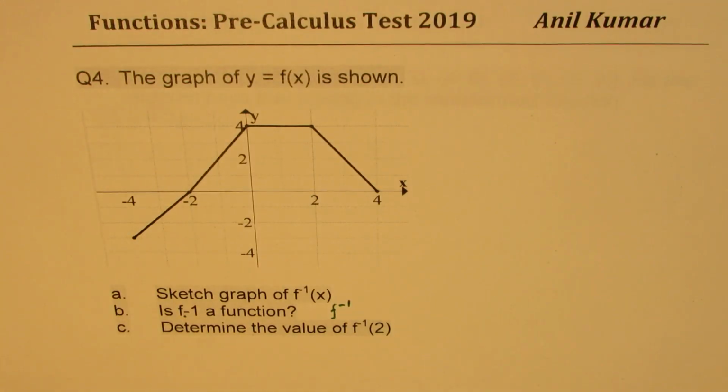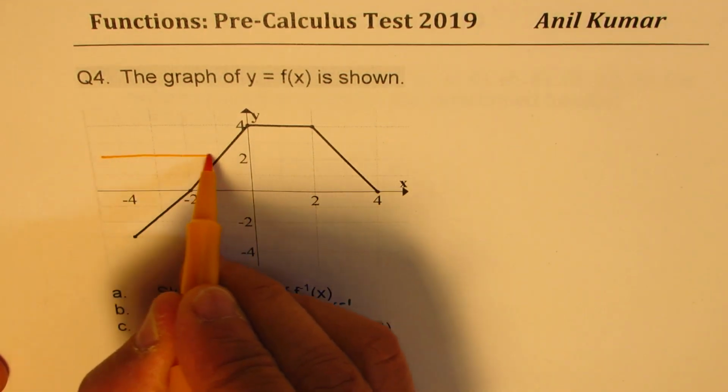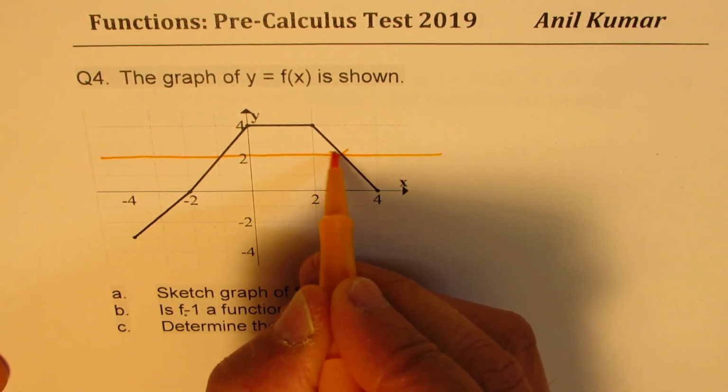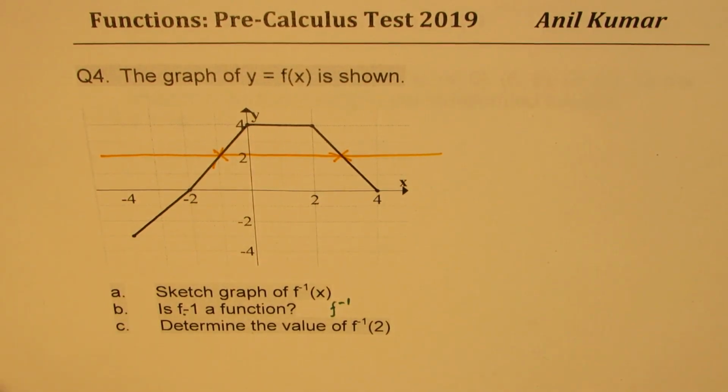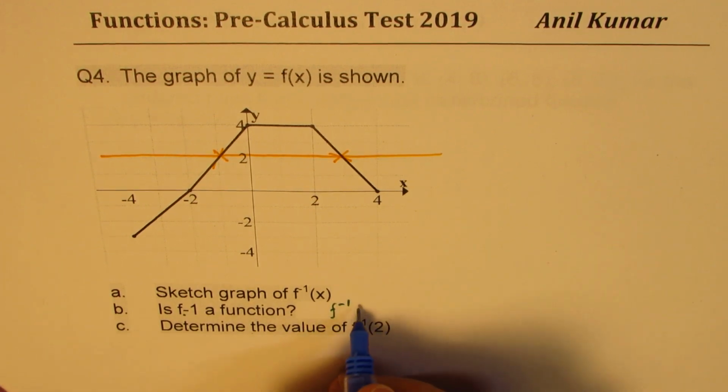Question number 4. The graph of f of x is shown to you. Sketch the graph of f inverse x. Is f inverse x a function? Well, this part, when we say is f inverse x a function, we test it using a horizontal line, correct? So if I draw a horizontal line here, you see it crosses at 2 points. Perfect. So clearly, inverse is not a function, right? So make a note that we know that this is not a function.